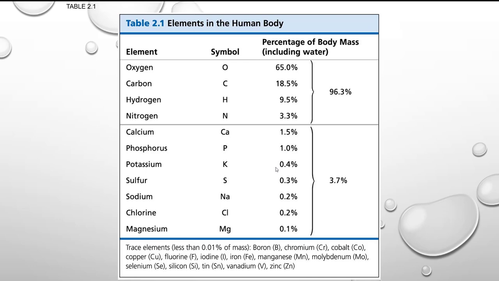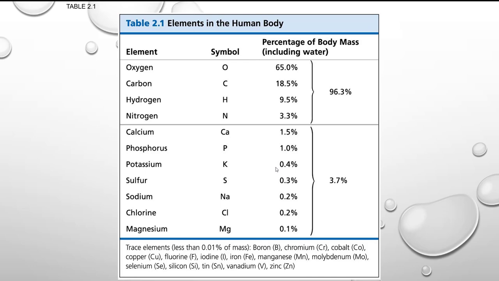Okay, and if you look at the percentages, if we added up those percentages, it would pretty much be 99% oxygen, carbon, hydrogen, nitrogen, calcium, and phosphorus. That's it. You're pretty much just made of 6 elements. Pretty significant amount.